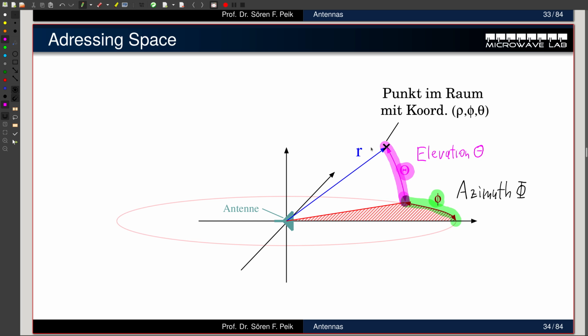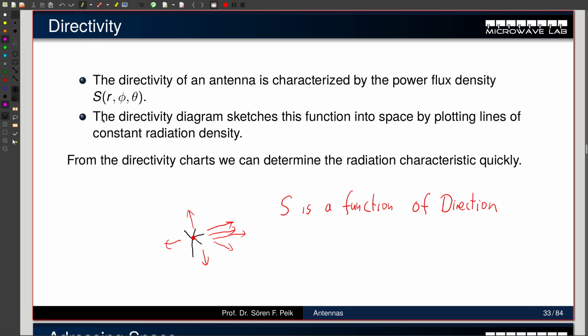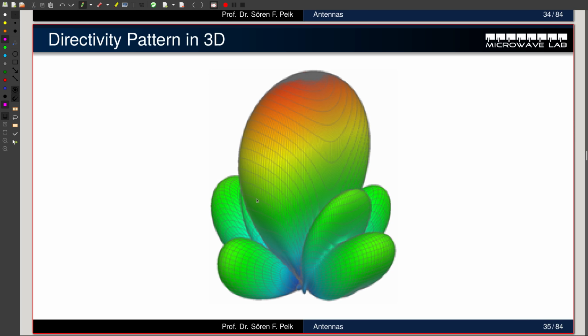Having these two numbers, elevation and azimuth, I have the direction of view of the antenna. And then I also have the distance r from the antenna, which is not used for the directivity. Now, with this information, we can define the radiation or directivity pattern of our antenna.